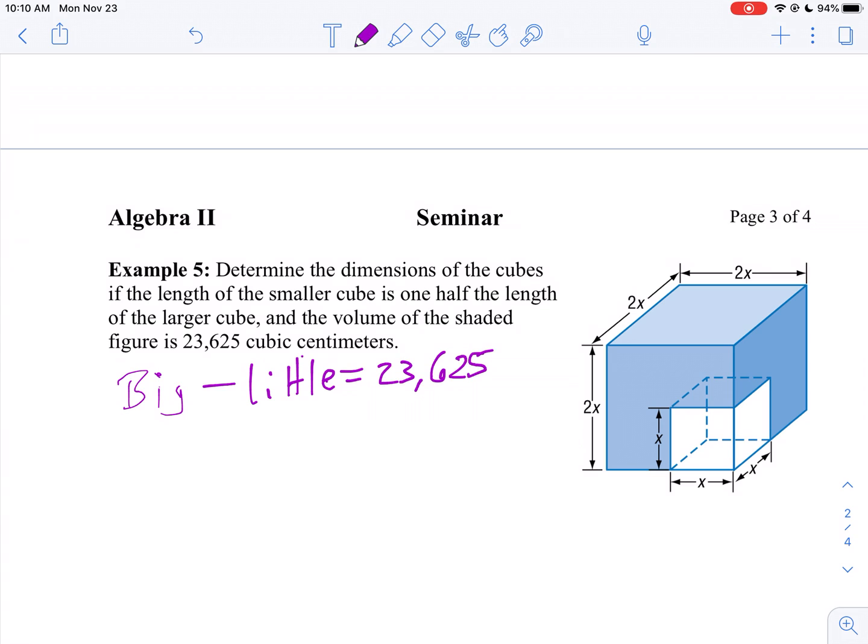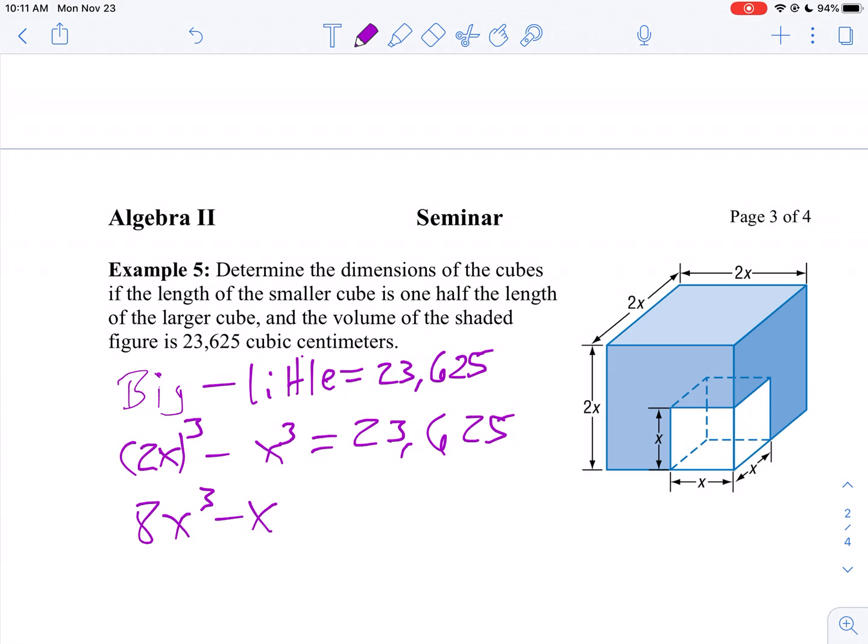23,625. While the length of the big cube is 2x, to find the volume of a cube, we cube it. So it's 2x cubed minus x cubed equals 23,625. Notice we're not going to have to factor this at all. 2x cubed, well, that's 2 cubed is 8, so it's 8x cubed minus x cubed equals 23,625. Well, we have like terms. 8x cubed minus x cubed, well, that's 7x cubed equals 23,625.